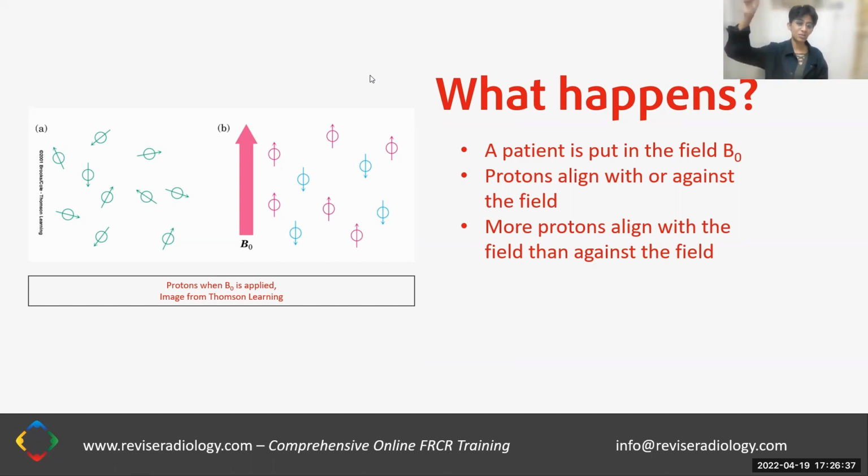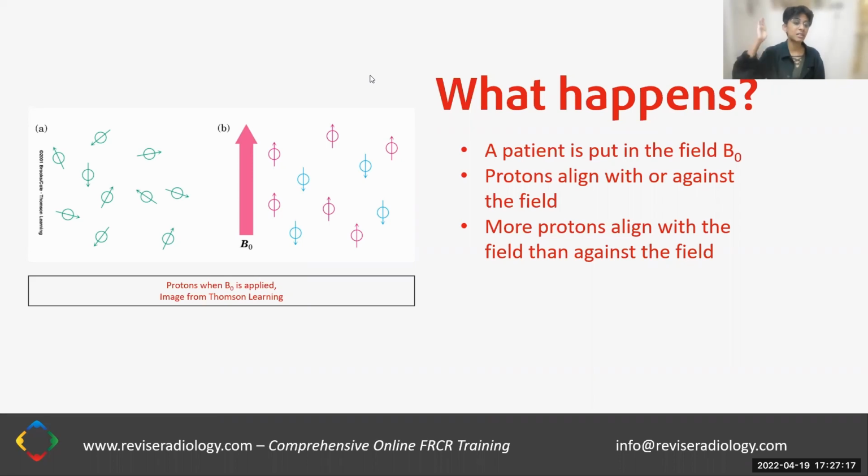If one arrow is pointing straight up, that means the spin is around that axis. If the arrow is pointing in the opposite direction, that means the spin is in the opposite direction, counterclockwise. So what happens before the field B naught is applied? The protons in the body are all spinning at random. All their angular momentum arrows are pointing in all directions, so there's no net magnetization. We say there's a net magnetization when a lot of spins are pointing in one direction.